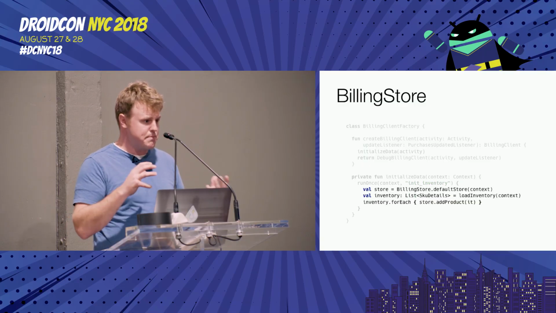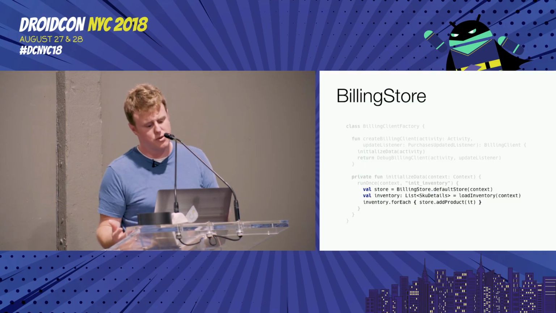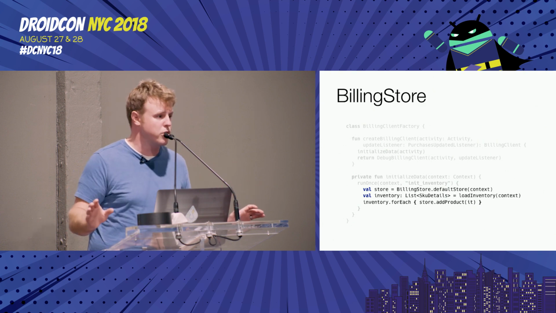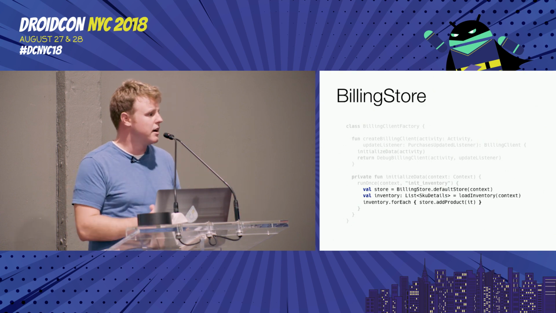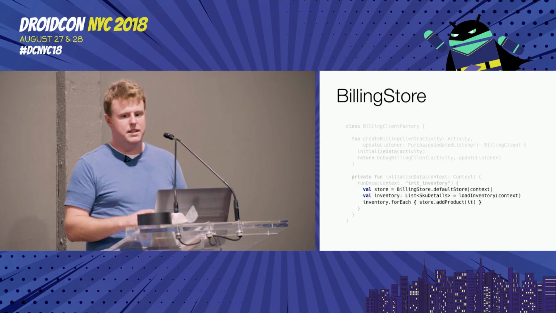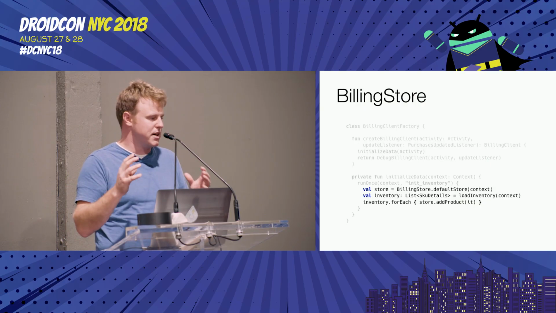But we're going to get that billing store. The default billing store, as I mentioned, stores things in shared preferences. That's probably going to change soon. And then we load an inventory. You can load that however you want. BillingX doesn't care. That can come from a JSON file in your debug assets folder. That can come from, in my case, it's actually just right there in the debug code in Java.